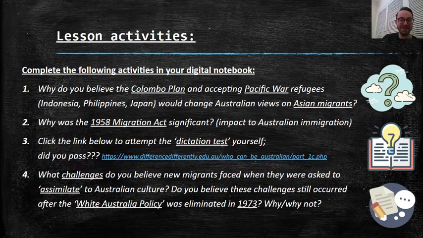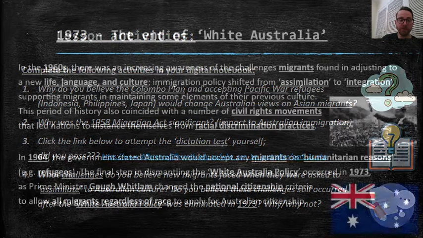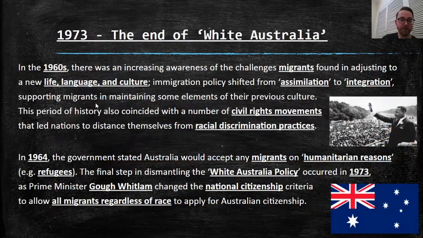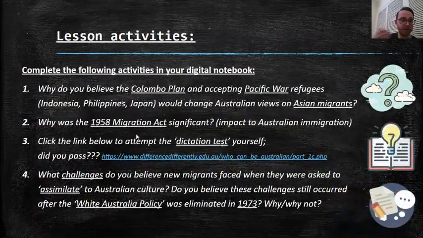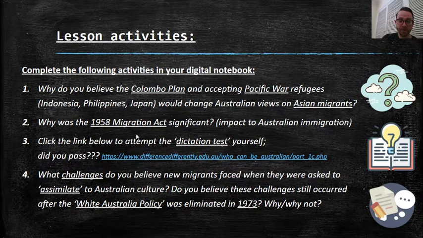Anyway, question 4. What challenges do you believe that new migrants faced when they were asked to assimilate to Australian culture? Looking at the actual migrant experiences, think about what's important to culture, life, language, your practices, etc. What challenges do you believe migrants faced when coming to Australia? Do you believe these challenges still occurred after the White Australia policy was eliminated in 1973?